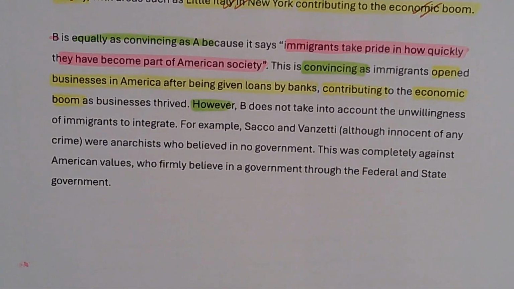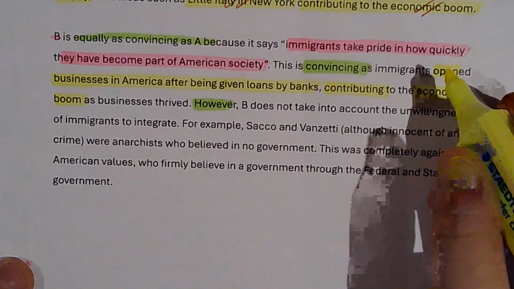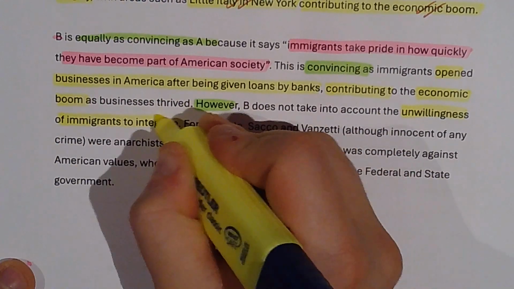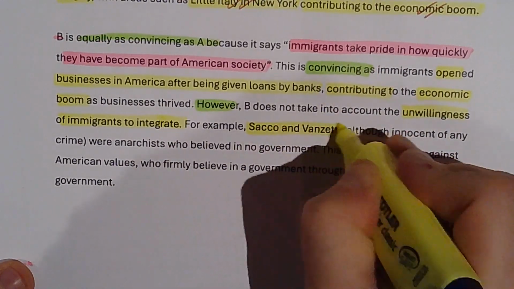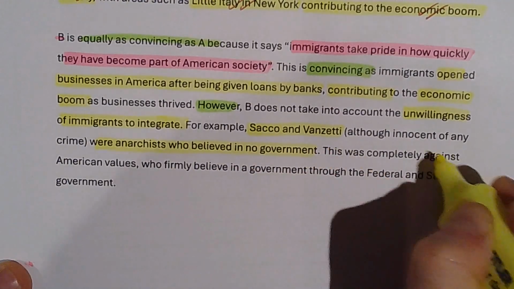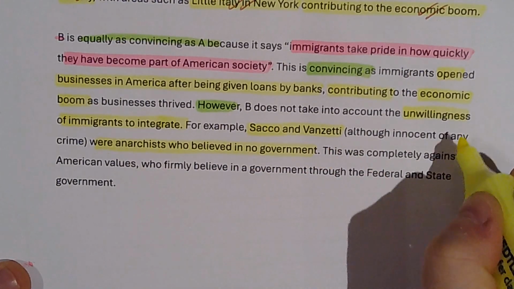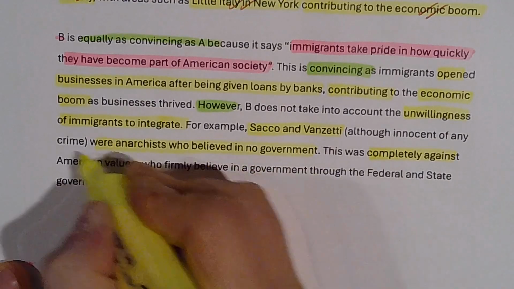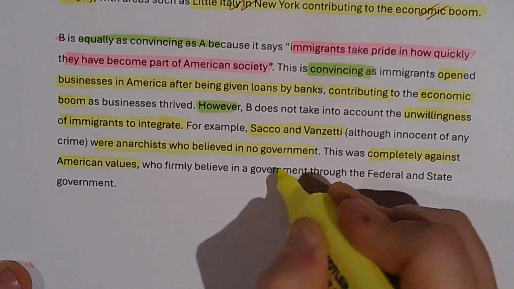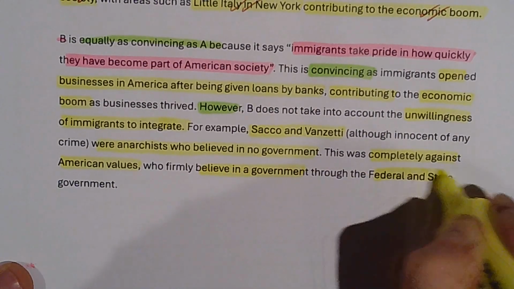However, B does not take into account the unwillingness of immigrants to integrate. Do we have an example of this? Well, yes, we do. Sacco and Vanzetti, although innocent, were anarchists who believed in no government. This was completely against American values, who firmly believe in government through the federal and state government.